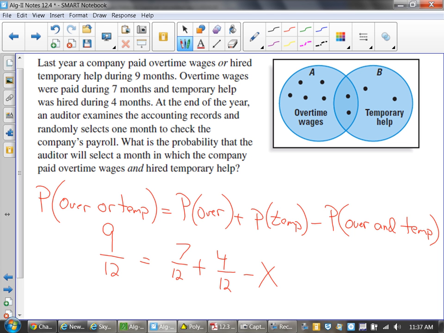Wait, what's the answer? 1/6. Oh, yeah. Or 2/12. What people are doing is they're taking that, and they see it's 7 and 4 is 11. 11 minus what is 9? You just write it out.